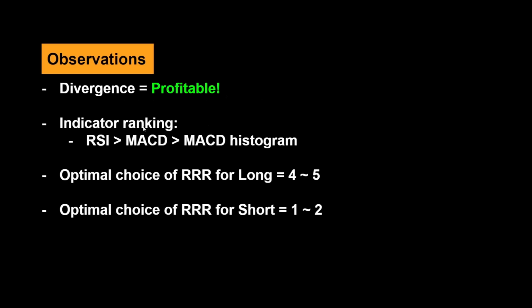So as a quick summary, we find that divergence is really a profitable signal. And in terms of the relative ranking between RSI, MACD, and MACD histogram, this is what we find. RSI and MACD are pretty good overall. RSI is a little bit better, but MACD histogram is just so-so. And regarding the optimal choice of the risk-reward ratio, for long, we should aim high, 4 and 5 times return, and for short, maybe just aim low, 1 and 2 times return.